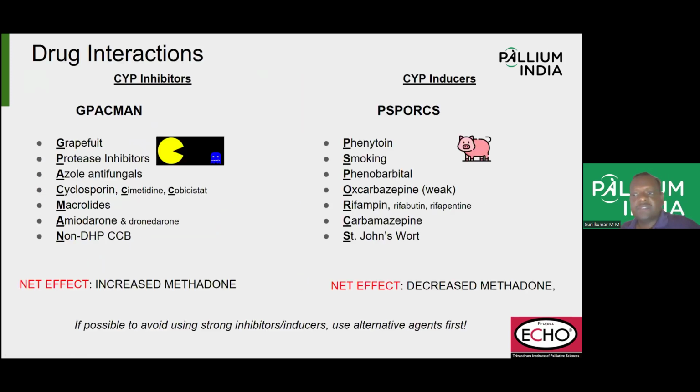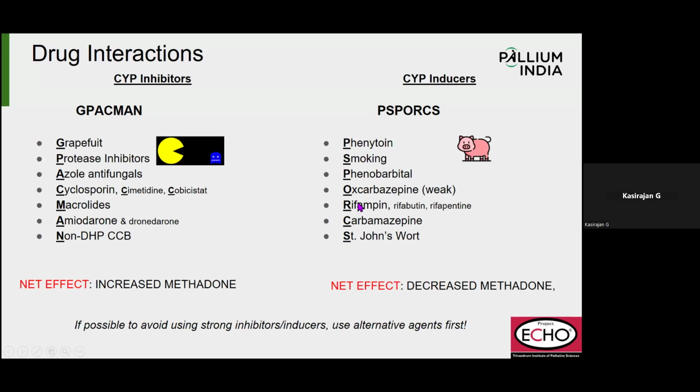So what happens? There are some medications which can inhibit the cytochrome P enzymes, and some which are inducers. What happens if cytochrome P inhibitors are given to the patient? Strong cytochrome P inhibitors are grapefruit and protease inhibitors. What are protease inhibitors? Which group of medications comes under protease inhibitors?